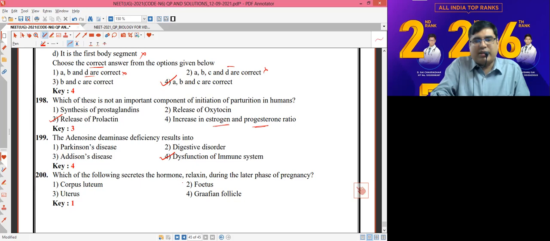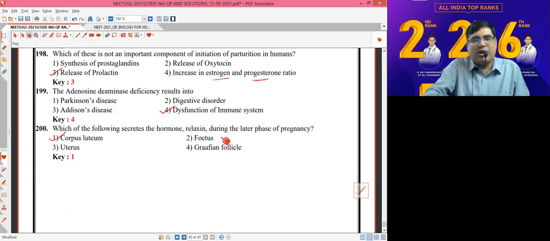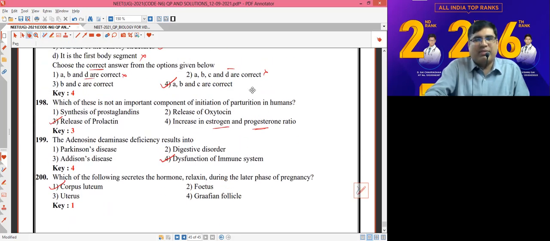Which of the following secretes the hormone relaxin during the later phase of pregnancy? Of course, it is correlated with the corpus luteum function. And I'm more than sure everyone understood this, all the zoology questions, and they were quite easy. We could not observe any question on the difficult side. Thank you very much.